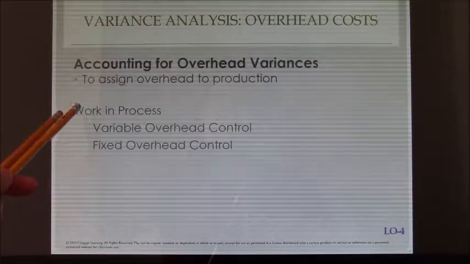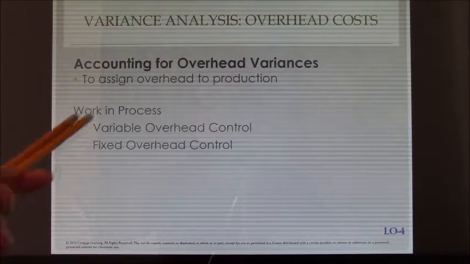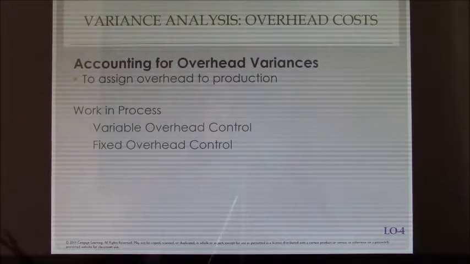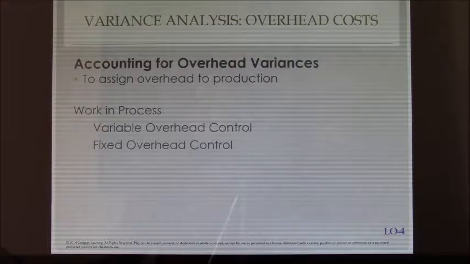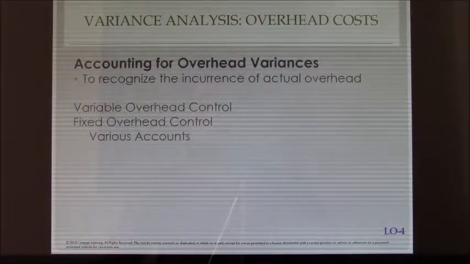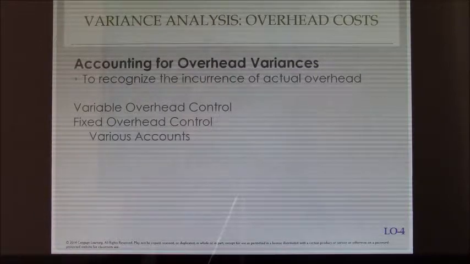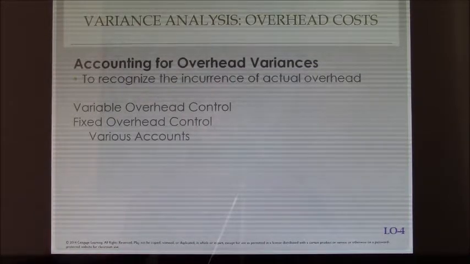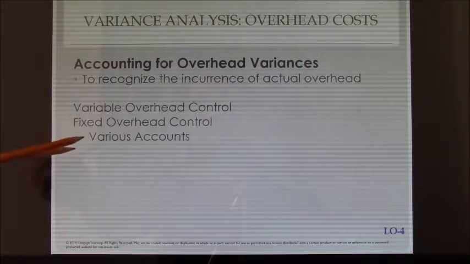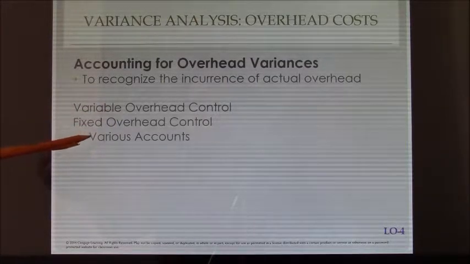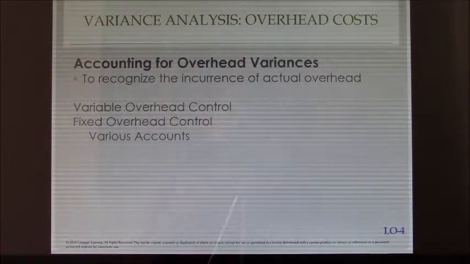you debit work in process because it's an inventory, an asset, increases debits, and these are control accounts for the expenses, so they are going to decrease with credits. All right, to recognize the incurrence of actual overhead, right? So when you get your bills for electricity and stuff, you are crediting various accounts and debiting overhead control.